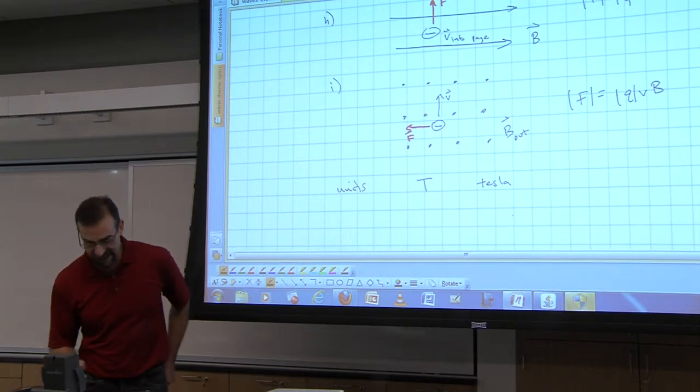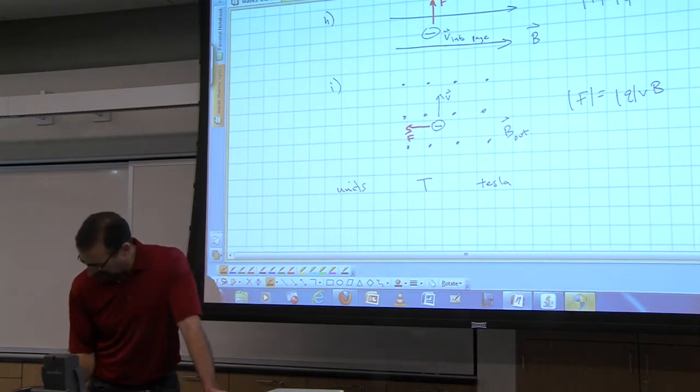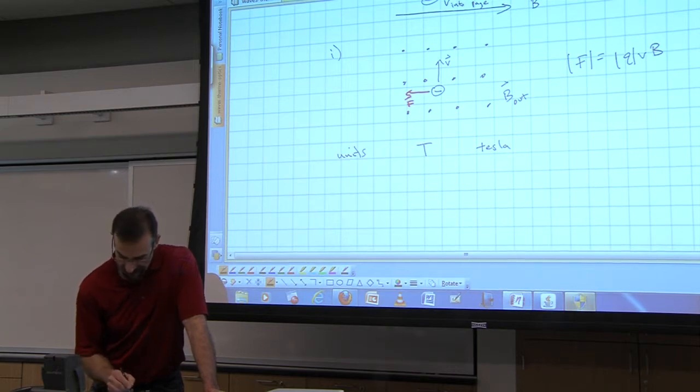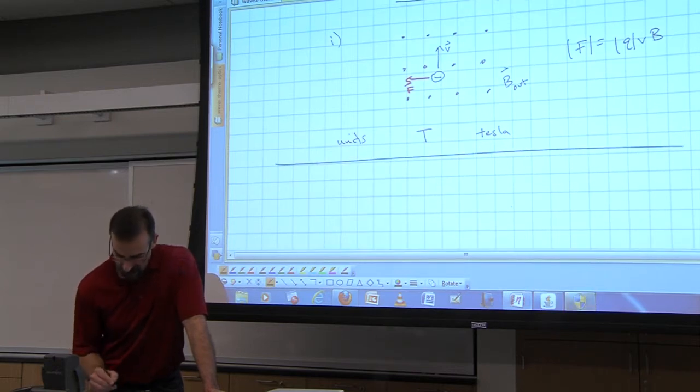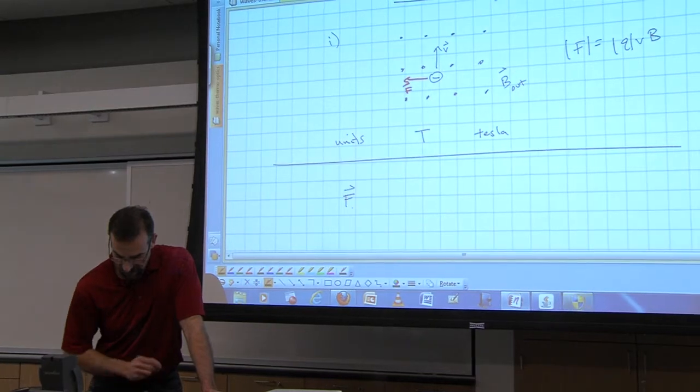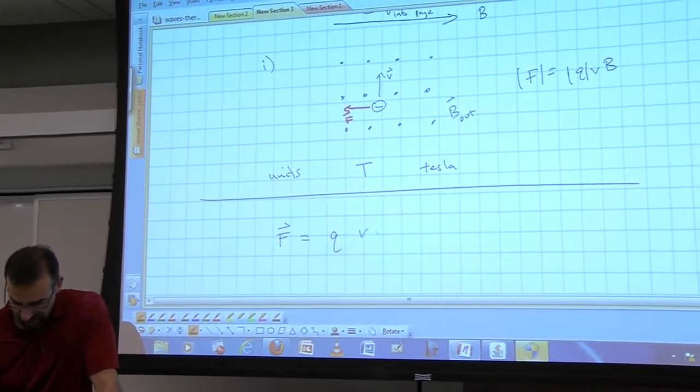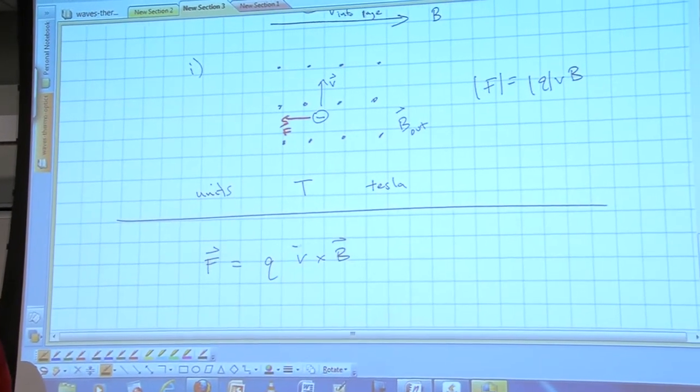And this is dependent on Q, right? And then Q does flip the direction. And the reason is, I mentioned it the other day, it's a cross product. The force, if you want to write it as a vector equation, the force is equal to Q V cross B.